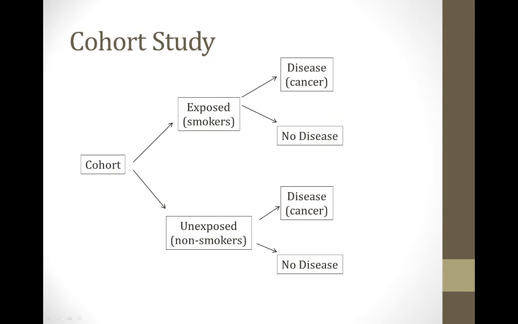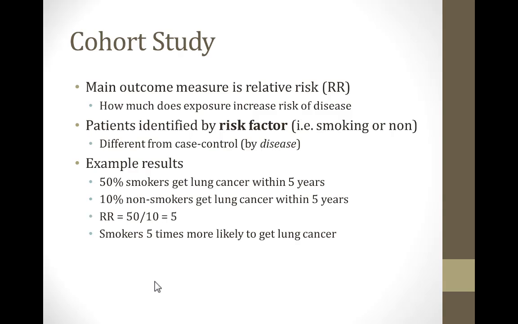So this is a schematic of how a cohort study is done. So we find our patients, and remember, we find them based on whether they are exposed or not exposed to the risk factor. So in the case of smokers, we would find a cohort of people who are a mixture of smokers and non-smokers. And then we follow them over time and see how many smokers get disease like cancer or don't, and how many unexposed non-smokers get disease or don't. The main outcome measure of a cohort study is a relative risk, which is defined by the risk ratio. And in another module, I talk in detail about how to calculate a risk ratio.